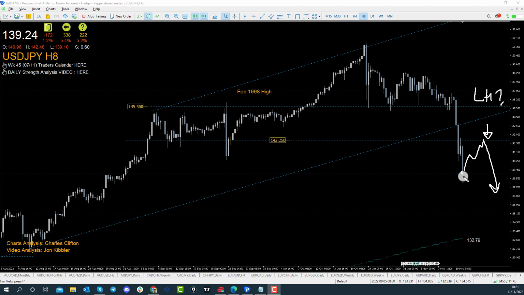Obviously, if price trades through the 139 handle and we consolidate, that could also give us an opportunity, especially if you're a breakout trader. You could definitely look at a break below those lows there for a continuation to the downside.